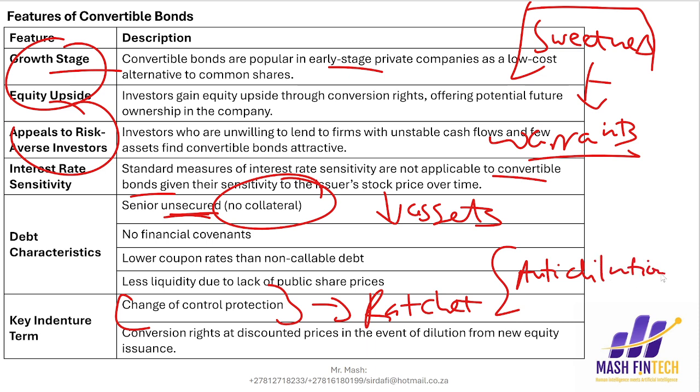Anti-dilution, okay. This is the protection against dilution. The ratchet is going to be, yes, in terms of conversion rights at discounted prices in the event of dilution. The ratchet is going to apply here. Then the change of control, if there's been any changes to the ownership of the company, this change of control protection is there.